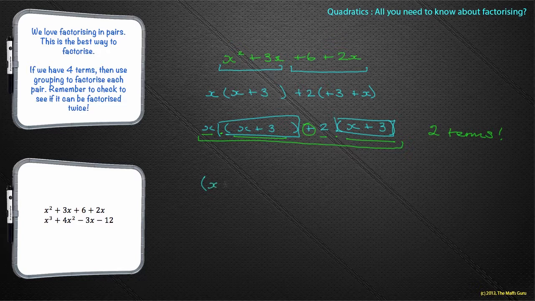Well, I now see that this x plus 3 is repeated twice. So I can actually move that outside of a set of brackets and work out, well, okay, what do I have to multiply x plus 3 by to get x times x plus 3? Well, hopefully you'll see x. And what do I need to multiply x plus 3 by to get plus 2 times x plus 3? Well, plus 2. And there we go, ladies and gentlemen. That top expression can be written as x plus 3 multiplied by x plus 2.